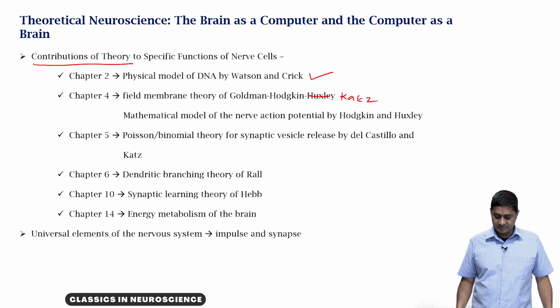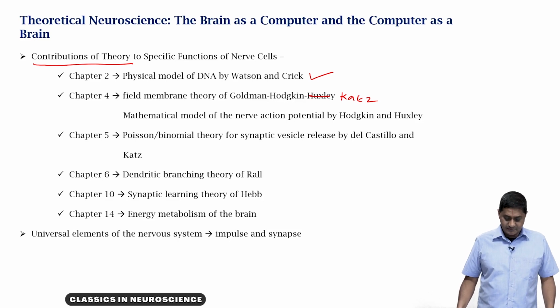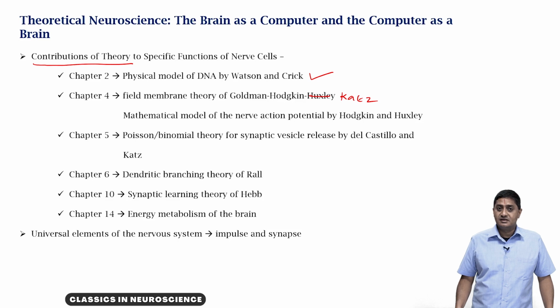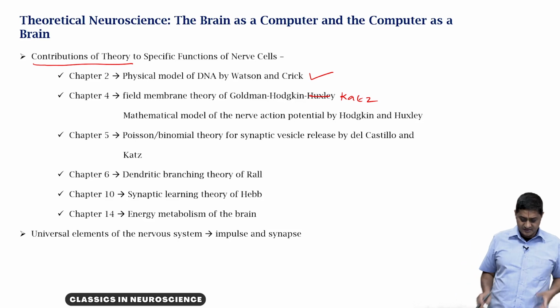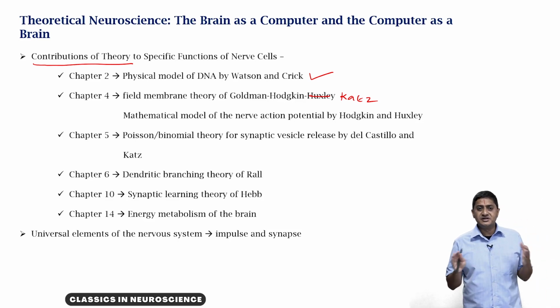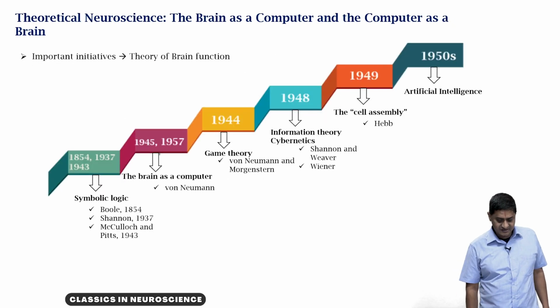Poisson binomial theory for synaptic vesicle release by Del Castillo and Katz, a very crucial contribution. Dendritic branching theory of Wilfrid Rall. Synaptic learning theory by Hebb, and we also looked at the energy metabolism of the brain. So, throughout, what we have seen is that one of the universal elements of the neuronal system is communication through impulses and communication through synapses. This is one of the universal elements of the central nervous system.